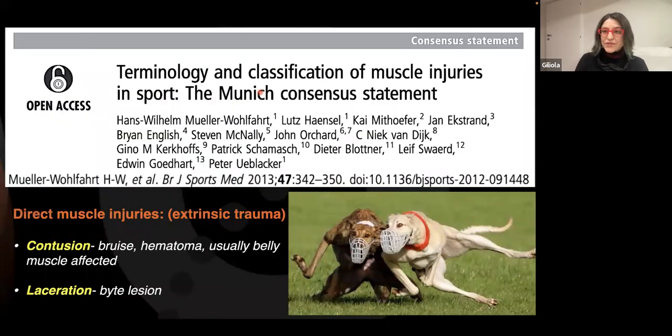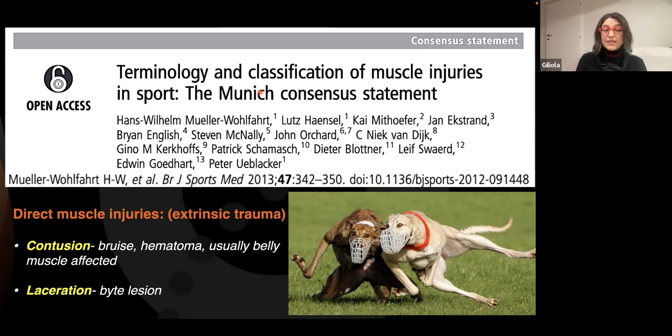We were quite lucky because in 2013 came out a Munich consensus statement on muscle disease in humans, and not all the classification is good for us because we cannot ask the patient if in the morning is more affected than in the afternoon, and we cannot ask the patient if has more pain during exercise or not. But I think it's very good that it points out which kind of muscle disease we can have.